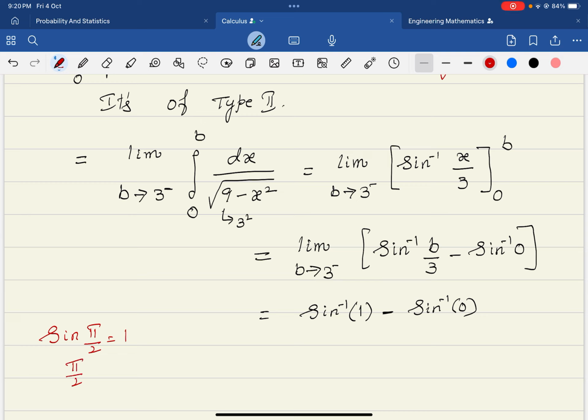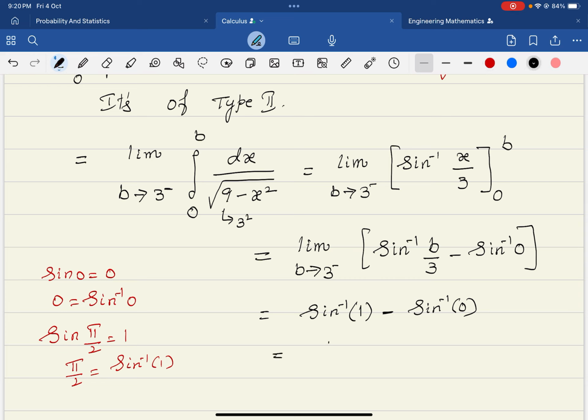What is pi by 2? It is given by sine inverse of 1. So you have to remember this one. Similarly, sine 0 is 0, so what is 0? Sine inverse of 0. So these are the values we have to write.